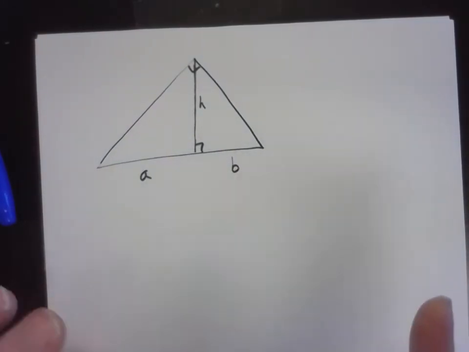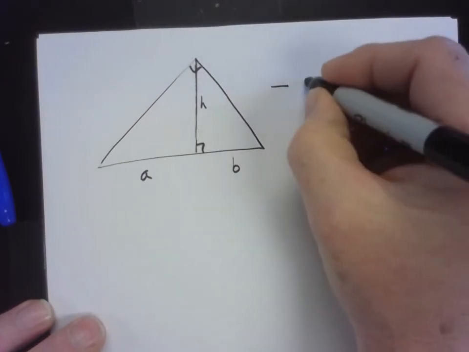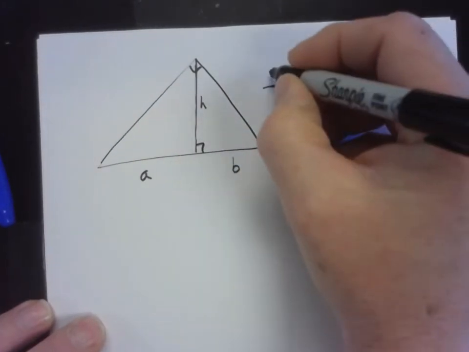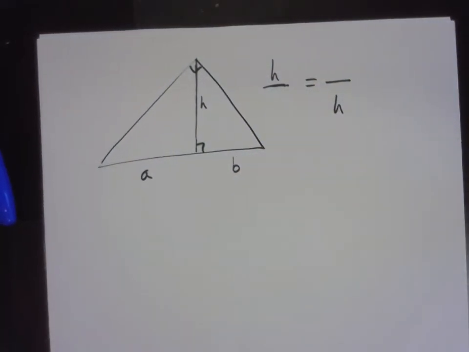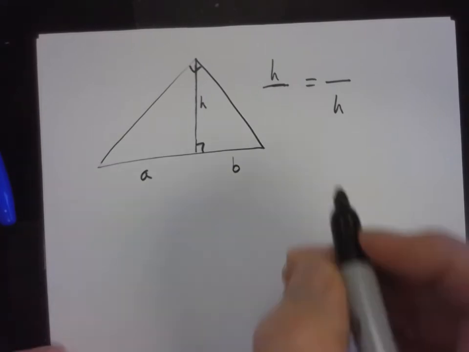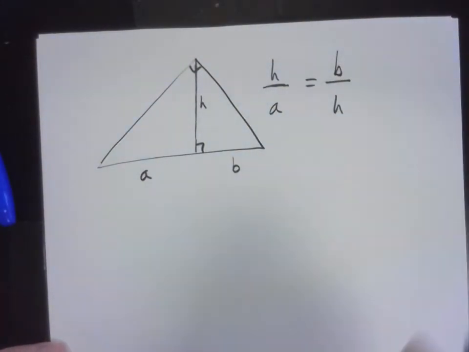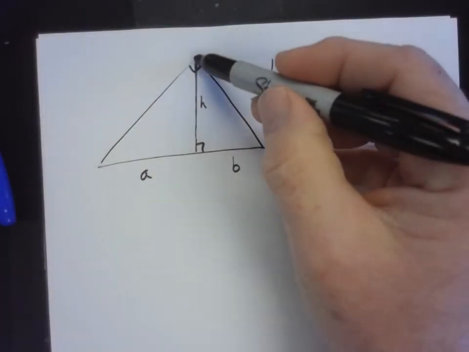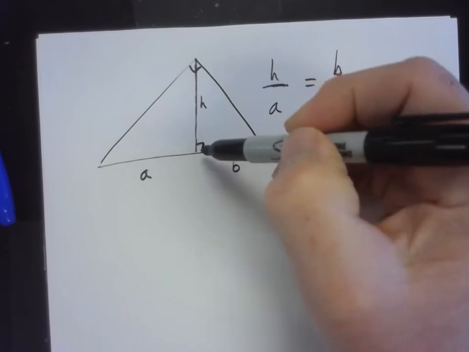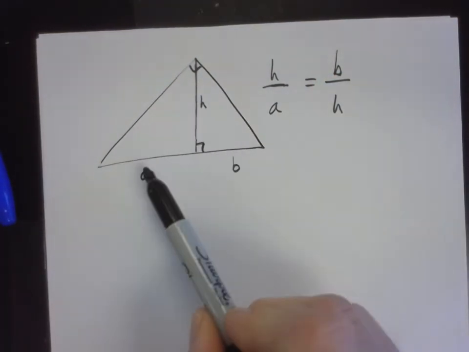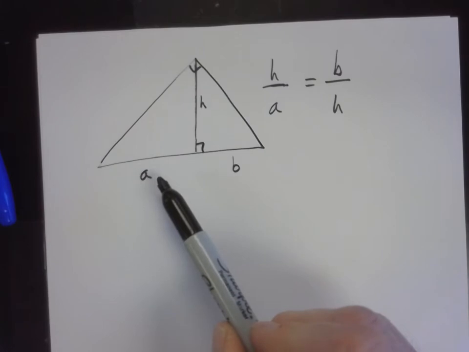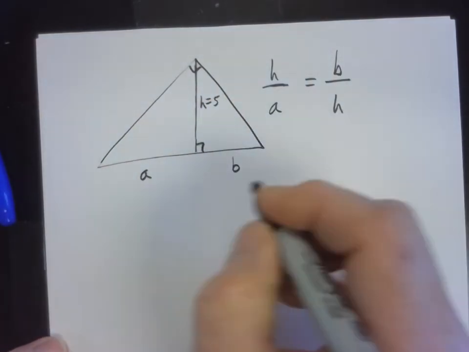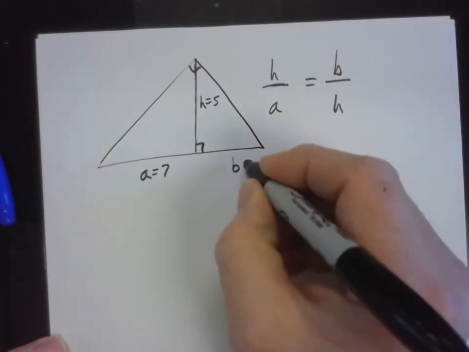And what that looks like is, if h is the geometric mean, what I do is I set up a proportion and I use h twice, like that. And it's the geometric mean of A and B. Which means if I have a right triangle and we draw this altitude to the hypotenuse, if I know two of the three, can I find the third one? So if I know h is a 5 and a is a 7, can I find b?